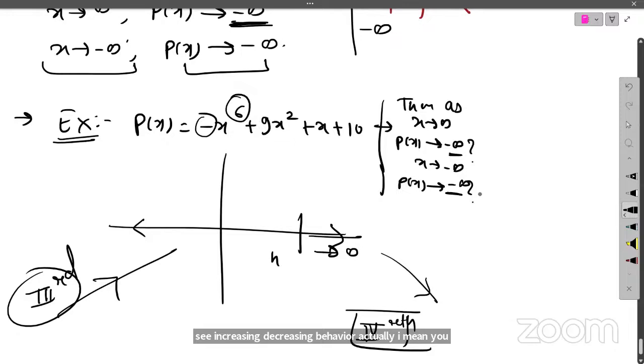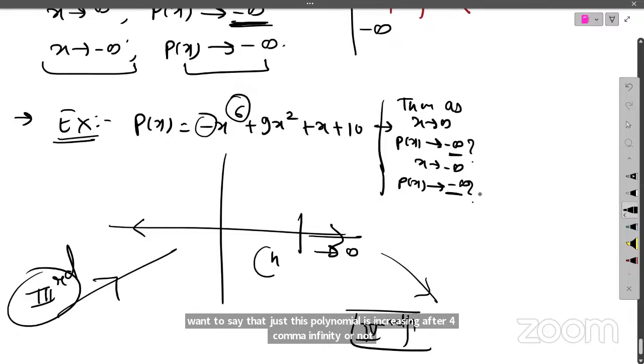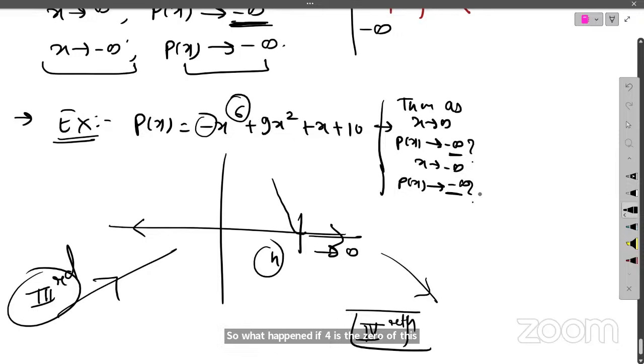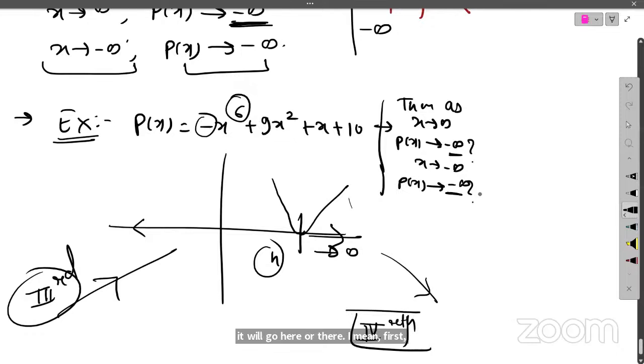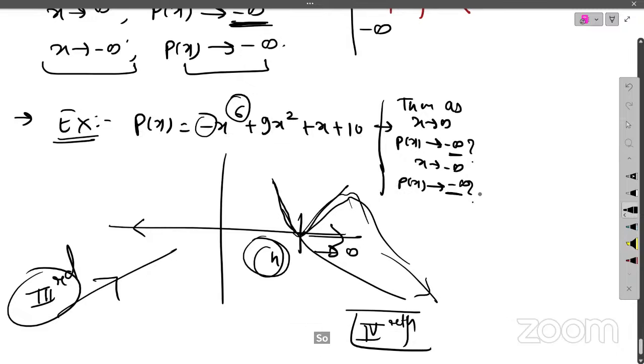Right? Yes, ma'am. So what happens if 4 is a zero of this polynomial? It will touch there, and it depends on the multiplicity also, whether it will go here or there. If you want to answer an increasing or decreasing question, first you have to draw the polynomial precisely. It depends on the multiplicity of 4, whether it will go up and then decrease or just decrease. You're getting my point? If it increases and then decreases, then yes.